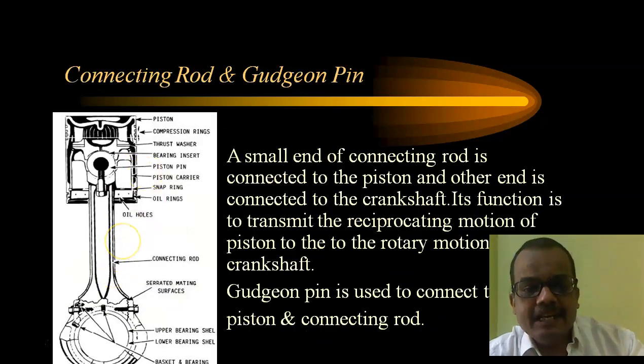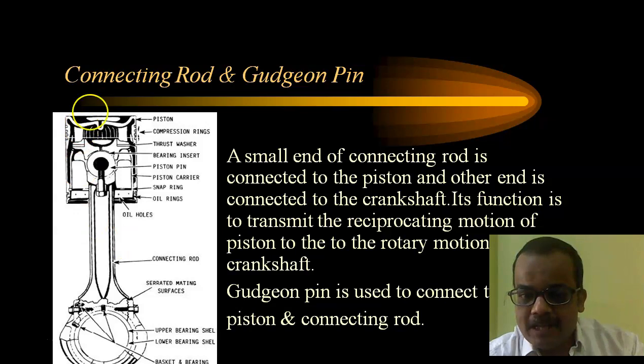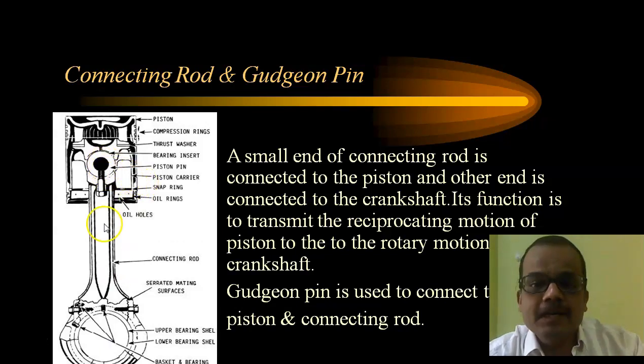Now next is the connecting rod, popularly known as the con rod. The basic function of the connecting rod is to connect the piston and the crankshaft. There are two ends of the connecting rod. One is the small end, which is fitted to the piston by means of the gudgeon pin, also called the piston pin. The second is the big end, which is fitted to the crankshaft by means of the crank pin.